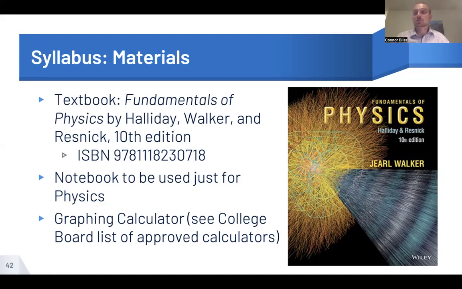And then last thing, just make sure that you have a graphing calculator. Again, most standard ones that you purchase are approved by the College Board, but if you do want to double check, there's a link in my syllabus that will take you to that College Board page.